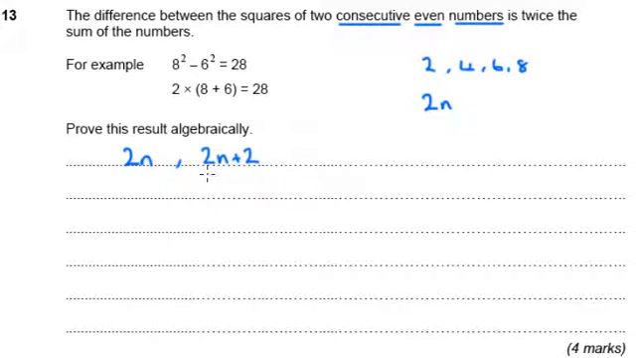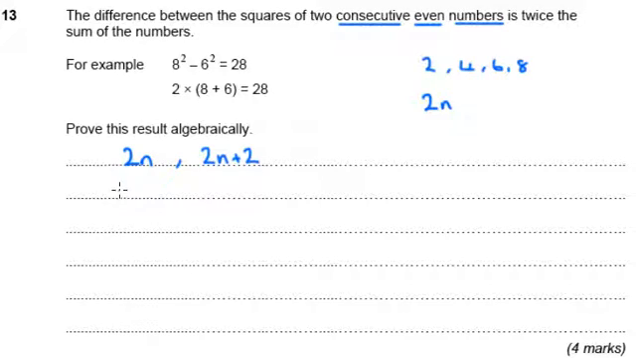They will always be two consecutive even numbers. So not just 2 and 4 or 4 and 6. Anything. 200 and 202, a million and a million and 2, they're two even numbers, no matter which two numbers we choose. So it says, prove that the difference between the squares of these two numbers.